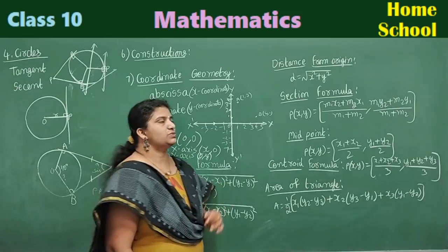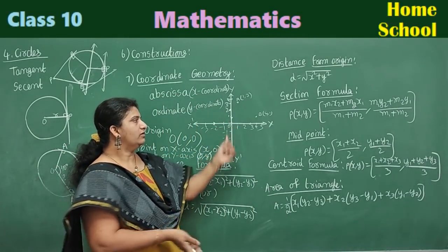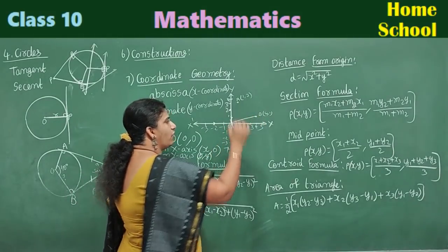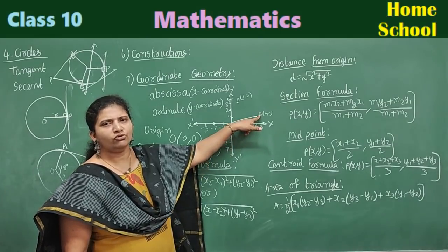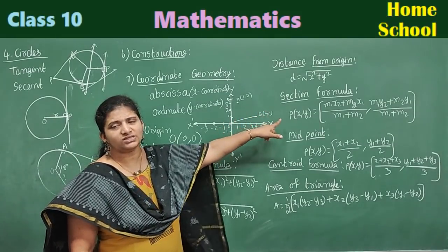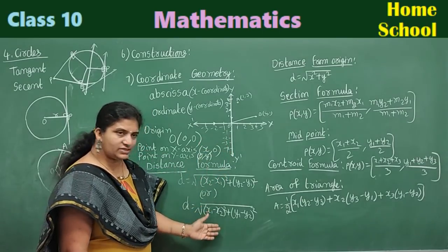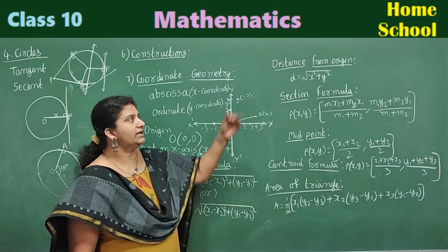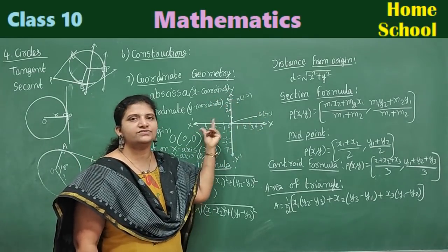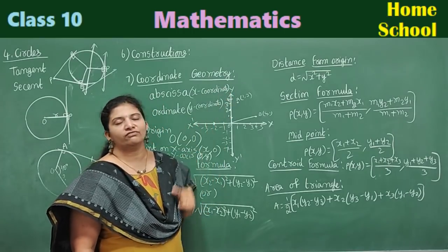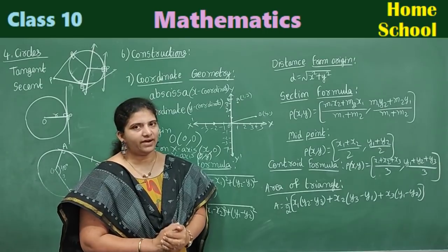Okay. So next one. Distance from origin. Suppose from here, what is the distance to this point, I may ask you. Distance from origin. You have no need of writing (4 minus 0) whole square plus (1 minus 0) whole square. No need of writing. You can apply this formula or directly you can go with that formula. If this is a coordinate, find the distance from origin means you need to take a formula. D is equal to square root of x square plus y square.